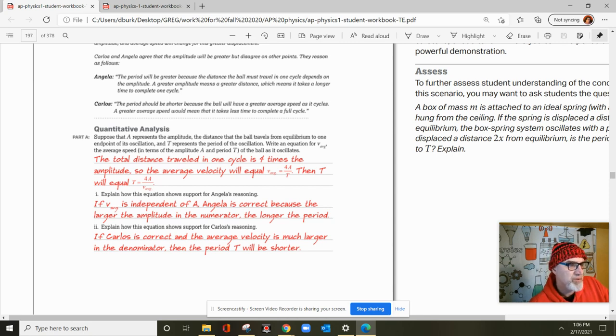So we're going to go to the middle, to the other side, back to the middle, back to the original side. That's 4 times the amplitude. So the average speed is 4 times the amplitude over the period. So the period is 4 times the amplitude over the speed. If the speed is independent of amplitude, Angela is correct, because the larger the amplitude, the longer the period. If Carlos is correct and the average speed is much larger, the denominator is larger, so the period will be shorter.